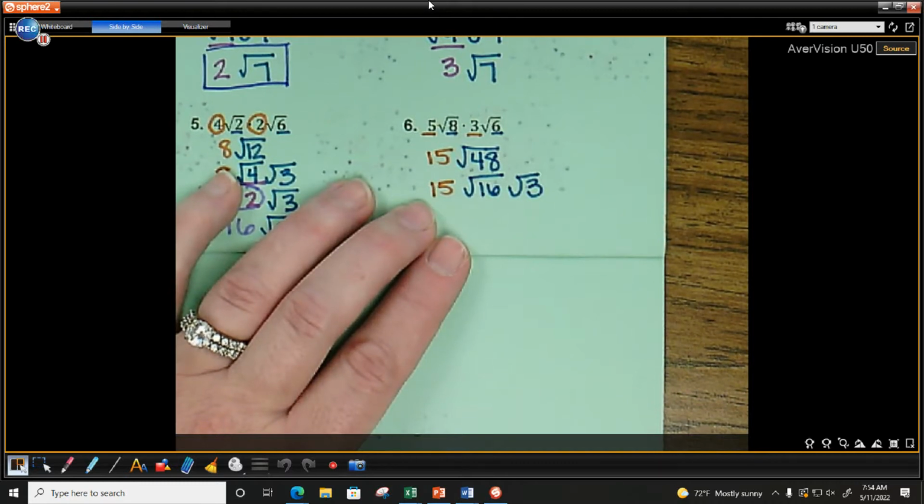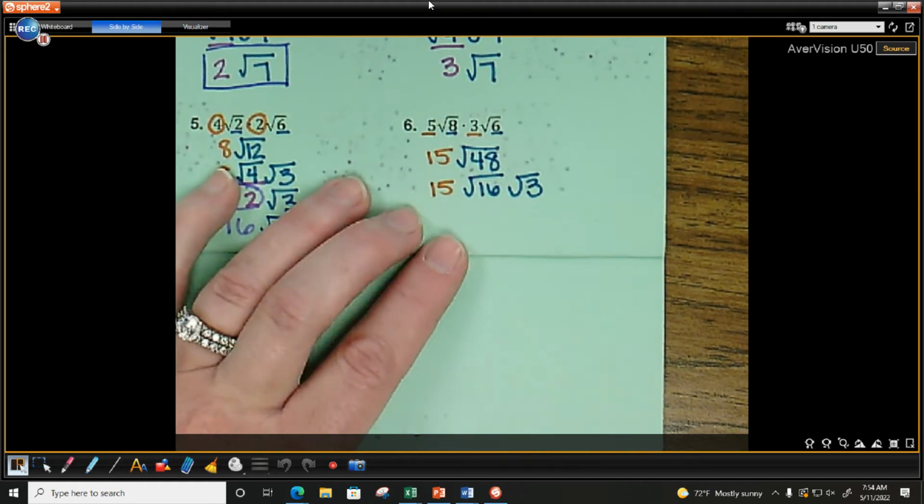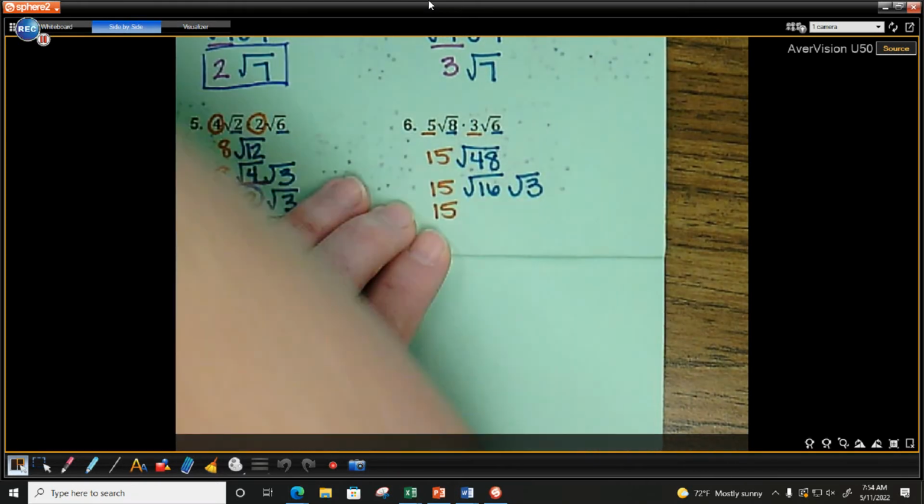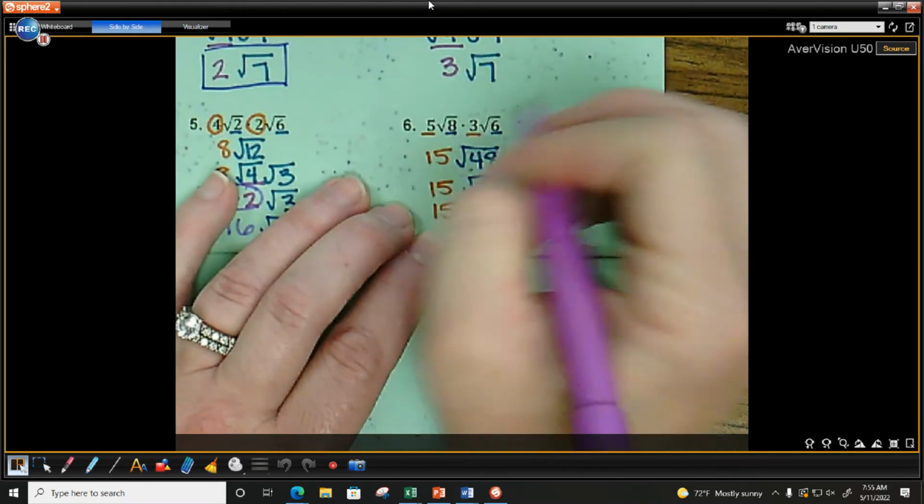Okay? Yes, 48 is divisible by 4 and 12. 4 is a perfect square. But you want the largest perfect square, so that's why I chose 16 and 3 instead of 4 and 12. 16 is larger than 4. Okay? Drop down your 15. Square root of 16 is 4.